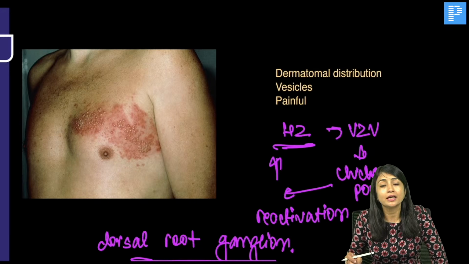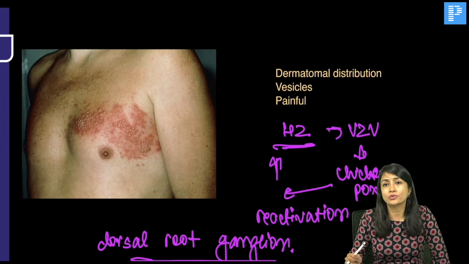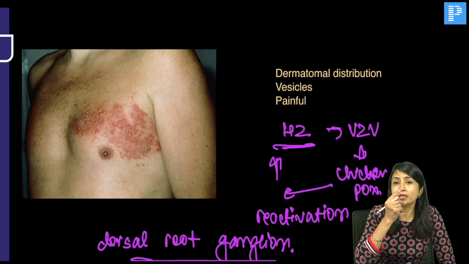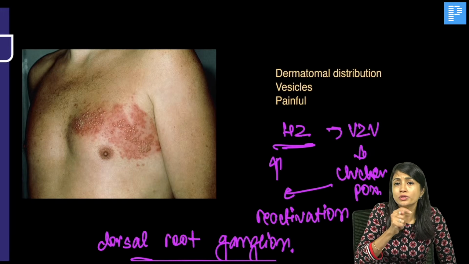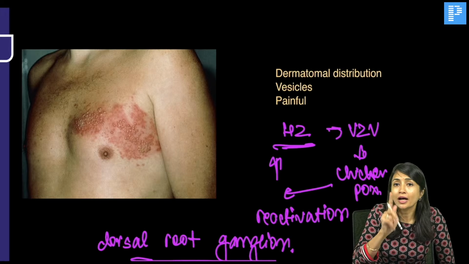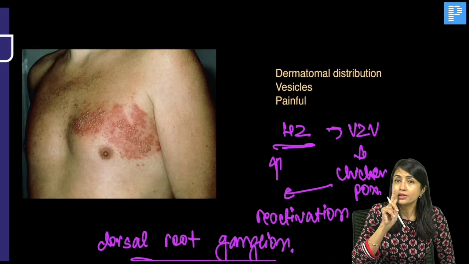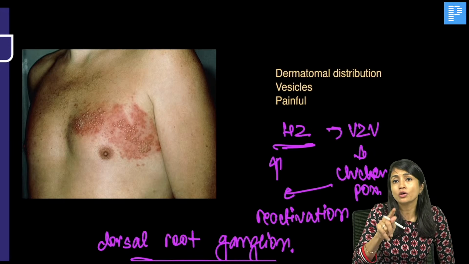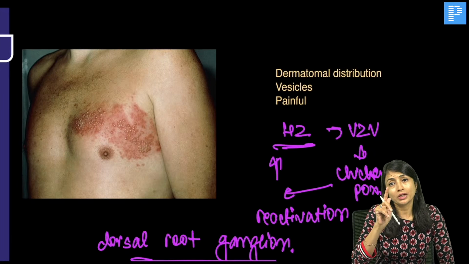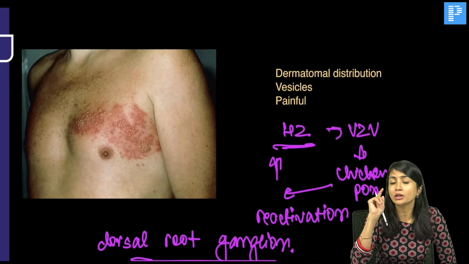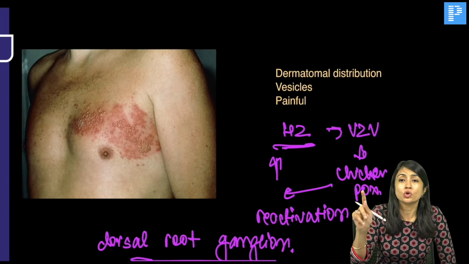So, Hutchinson sign is because of involvement of nasociliary nerve. So, if you see vesicles on the tip of the nose, then what will happen? There are high chances that the patient will have ocular involvement, because nasociliary nerve is a branch of trigeminal nerve. So, it can affect the ophthalmic division of trigeminal nerve and lead to herpes zoster ophthalmicus.